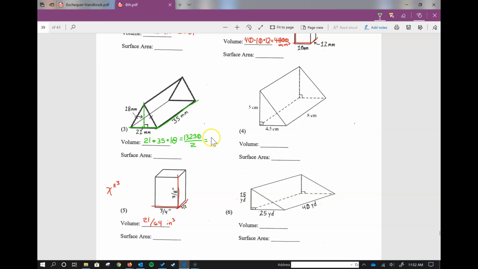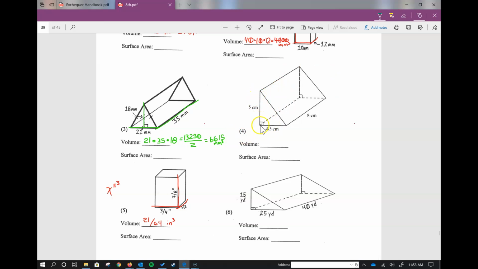13,230 divided by 2 is 6,615. We have millimeters here, so I'm going to put millimeters, and since it's volume, we're going to put cubed. I'm going to make it a little darker green. There we go. All right, moving on to this guy.